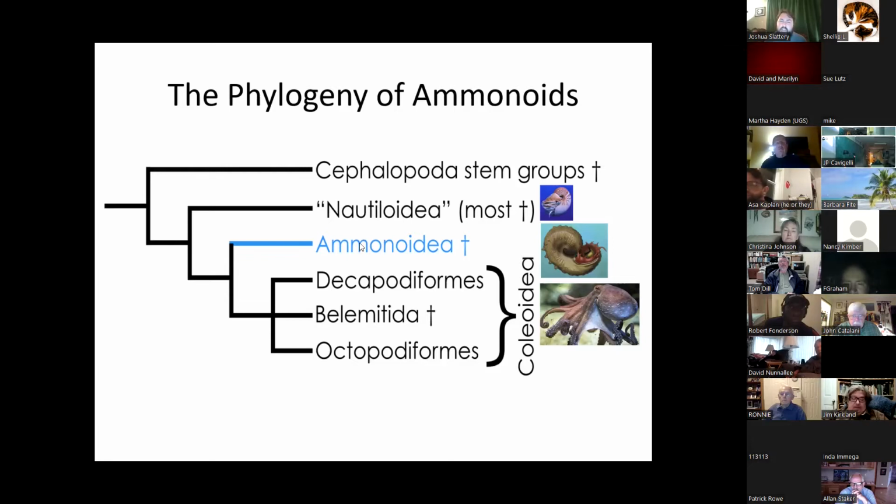And then in between the nautiloids and the coleoids, these are the coleoids right here, which include the decapodoforms, which are things like squid, and then the octopodoforms, which are the octopods, and the Belemnitida, which are the belemnites, these kind of ancient squid ancestors. They're all within the coleoids. So ammonoids are actually more closely related to the coleoids than they are to the nautiloids, and they have much more derived features, despite retaining the ectocochleate shell.